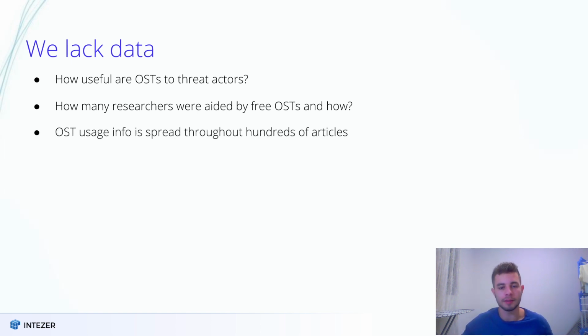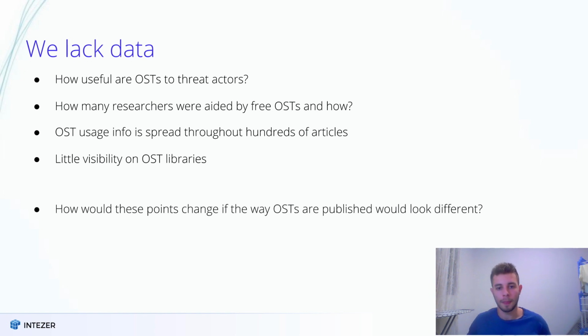Another problem that we have is that OST usage information is spread throughout hundreds of articles, and there is no centralized place to track usage of those projects by threat actors. And another problem is that we have little visibility over how smaller OST libraries, such as memory injection libraries, are used by threat actors, because these libraries are usually embedded into custom tools and it is hard to detect their usage. So many security vendors do not dive into the samples deep enough to understand what open source projects power them, or they just don't notice.